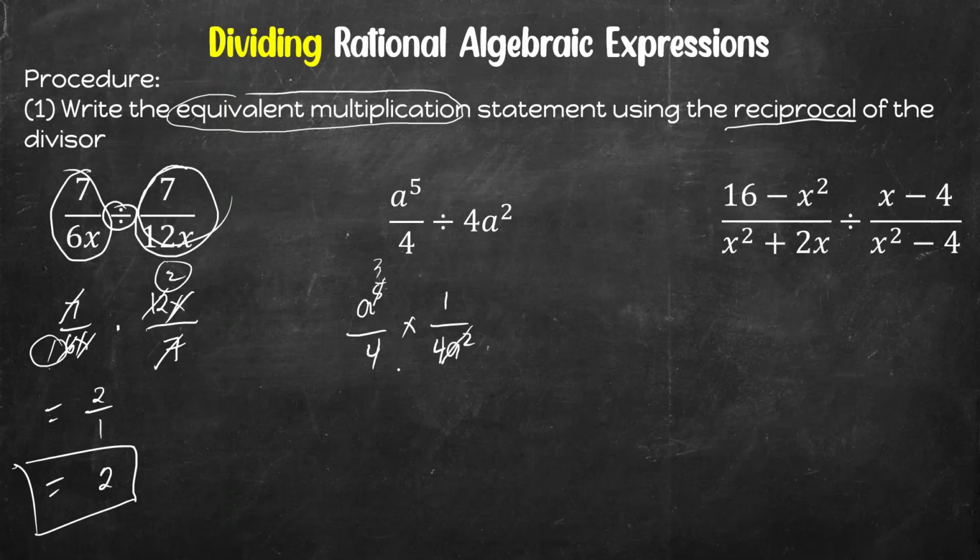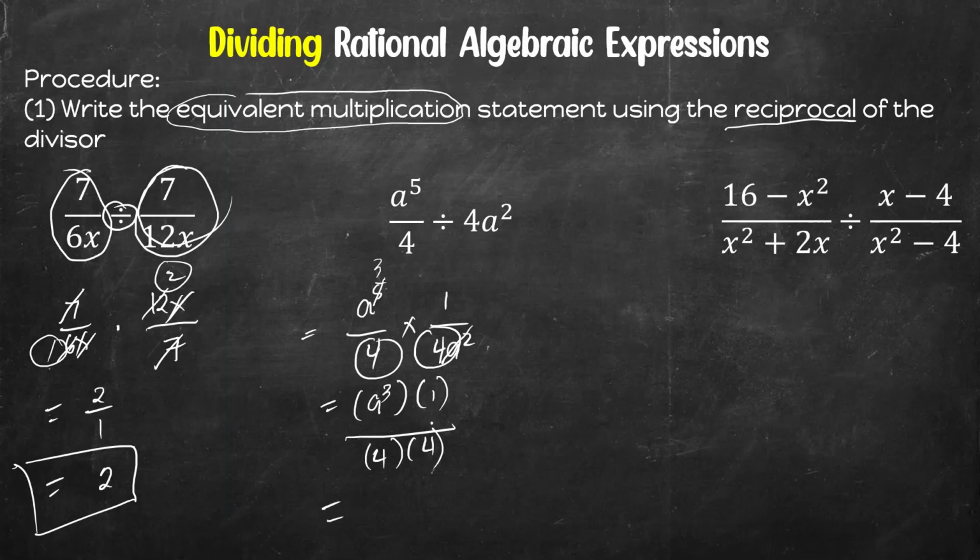So, ang magiging sagot natin ay a raised to 3 times 1 all over 4 times 4. A raised to 3 times 1 is a raised to 3. 4 times 4 is 16. So, basically, hindi na natin kailangan mag-simplify pa because it is already in its simplest form.